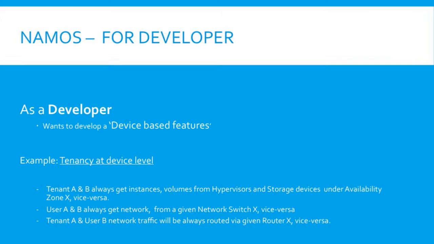Take an example of a device. Today, say we want to give something called tenancy at the device level. Say, for example, for a given tenant A or a user B, whenever he makes a request, the request should be served from a given device, say a given hypervisor or a given storage node, based on different SLAs.